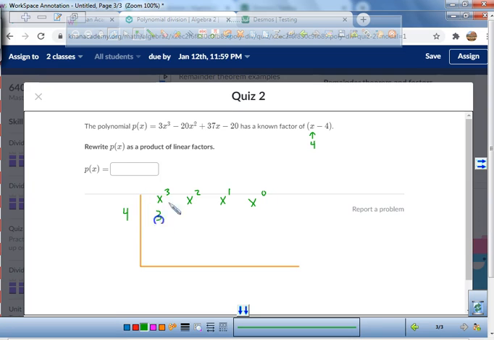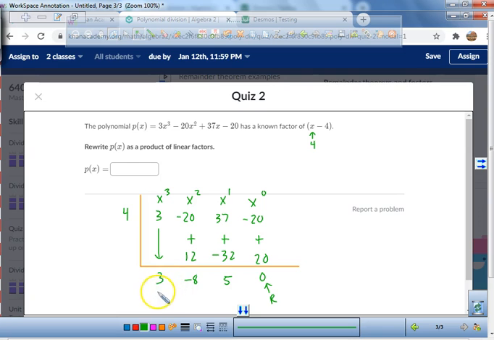That tells me I got 3x cubed, I got negative 20x squared, I got 37x, and I got minus 20 at the end. Once again, you drop down the 3. 4 times 3 is 12. You add these together, you get negative 8. You multiply these together, you get negative 32. You add them together, you get 5. You multiply them together, you get 20. You add them together, you get 0. Like I said, I'm going faster than I did on the previous one. Whenever you get a 0, that's your remainder, right? So we know that this is indeed a factor.